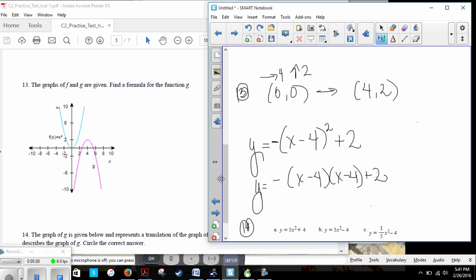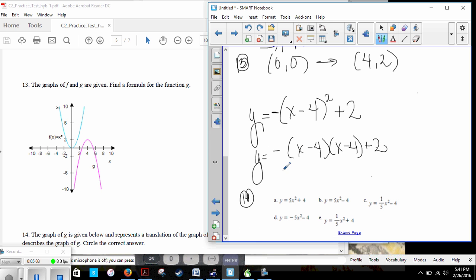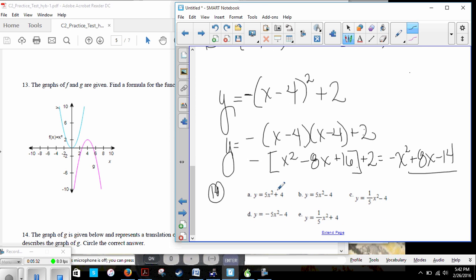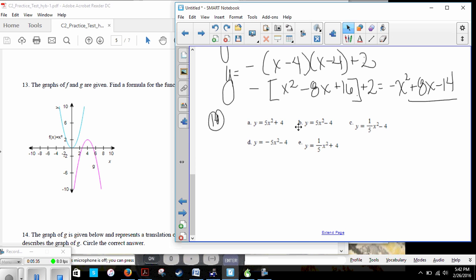And so what they did was said, I'll FOIL this, so I got x squared minus 4x, and another minus 4x is minus 8x. Negative 4 times negative 4 is a positive 16. When I distribute, I get a negative x squared plus 8x. That would be a minus 16, but I have a plus 2, and that's where the negative 14 comes in. You do not need to distribute on the actual test. Factored form is fine with me.